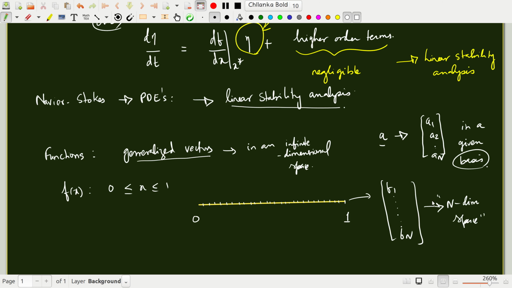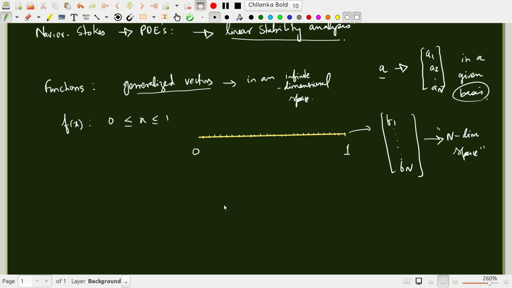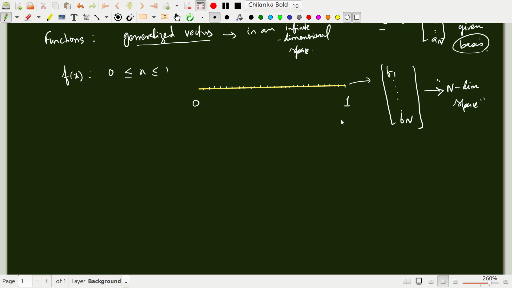Okay, but in reality you have infinite dimensions because you can pick the points arbitrarily close to each other, and there is an infinity of points. That means that a function actually can be thought of as a generalized vector in an infinite dimensional space.